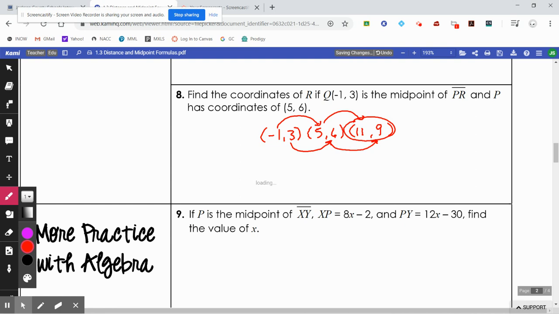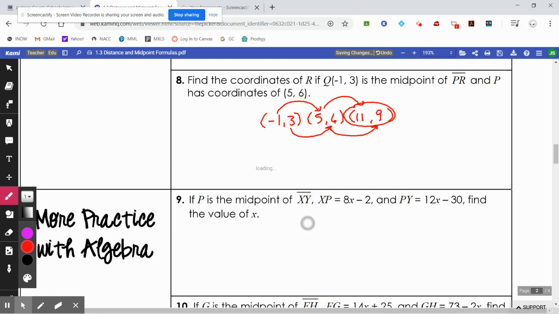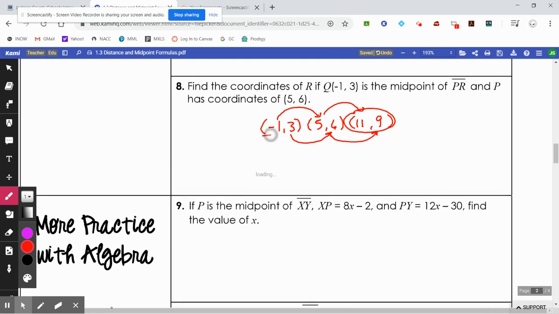And you can always check that if you remember the midpoint formula. Here's your two endpoints. You should be able to add your x's, -1 and 11, because the formula is x1 plus x2 divided by 2. So you should be able to add your x's and divide by 2, and add your y's and divide by 2, and look what you get. 10 divided by 2 is 5, 12 divided by 2 is 6, so it checks out.